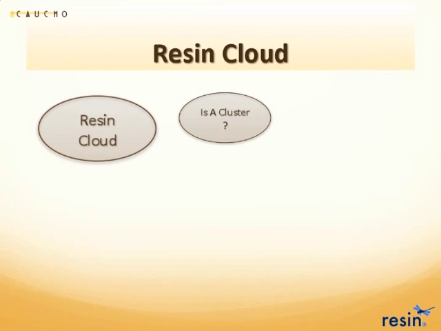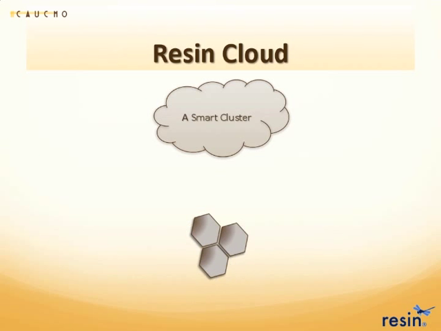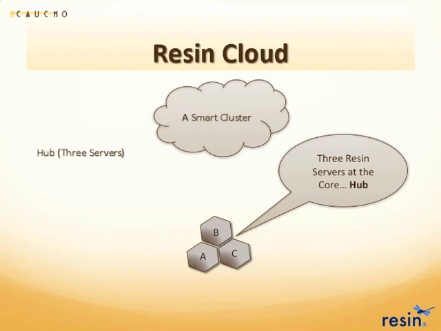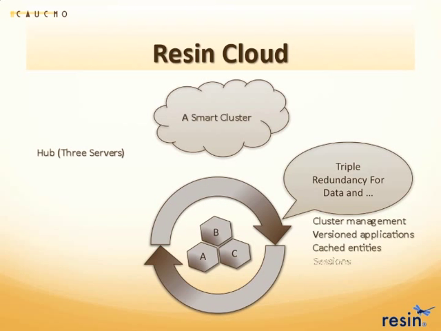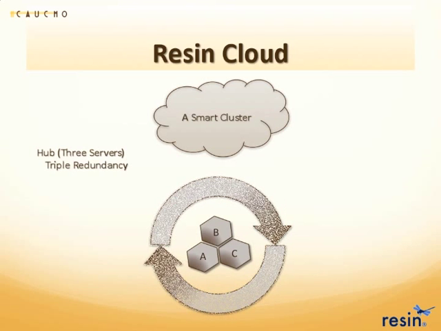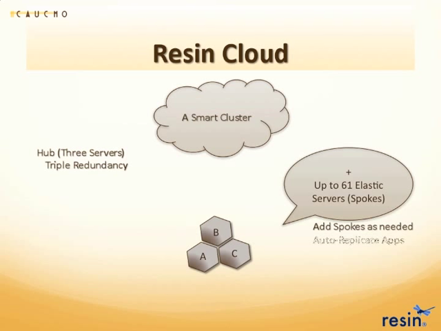Resin Cloud Support is Resin's third generation clustering support. Resin Cloud uses a hub and spoke architecture. The heart of Resin Cloud is the triad. Each pod gets a triad. Each cluster can have many pods. Each pod has up to 64 servers.